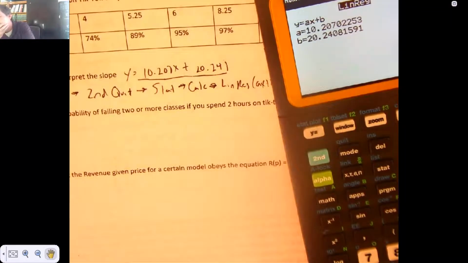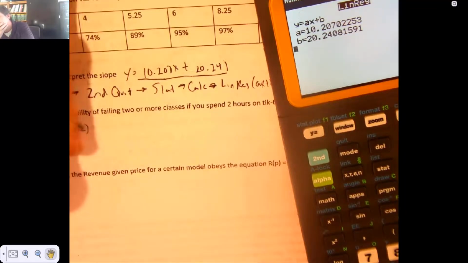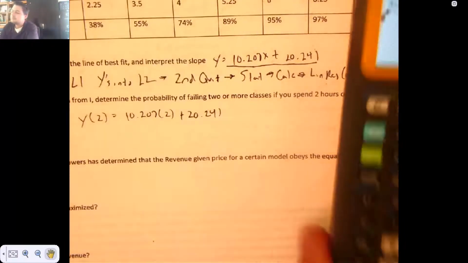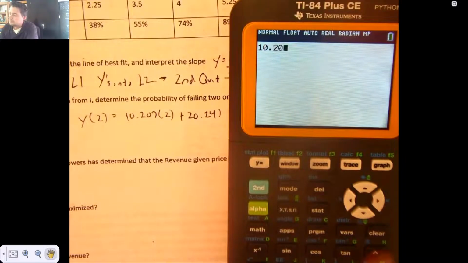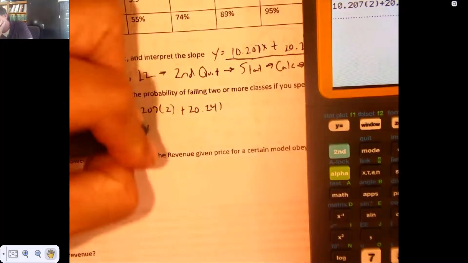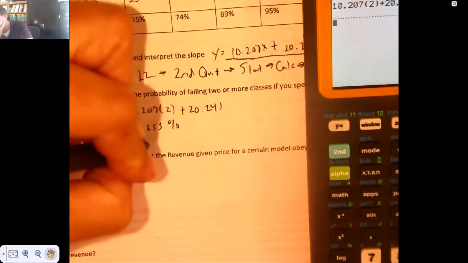All right, using your equation from 1, determine the probability of failing 2 or more classes if you spend 2 hours on TikTok per day. That's easy. Plug a 2 in. You're going to find y sub 2. So 10.207 times 2 plus 20.241 is 40.655. And that is the percent chance of failing.